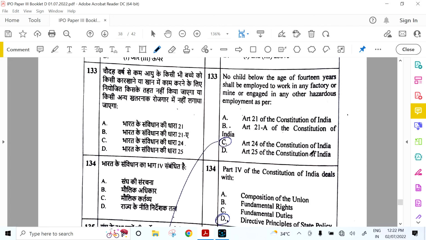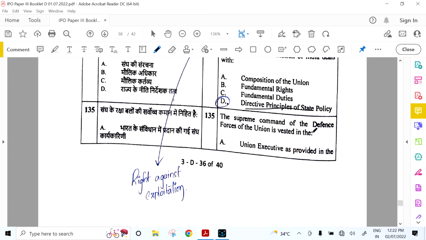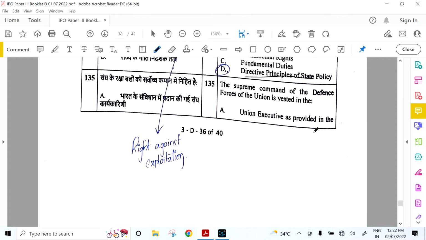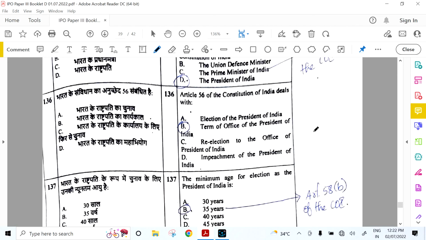No child below the age of 14 shall be employed to work in any factory or mine or engaged in any other hazardous employment, as per Article 24 of the Constitution of India. Part 4 of the Constitution of India deals with the Directive Principles of State Policy. The Supreme Command of the Defence Forces of the Union is vested with the President of India.